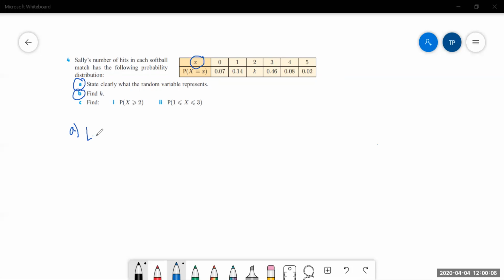So you must state, let X be the number of hits in each softball match. Okay. Then B, find K.